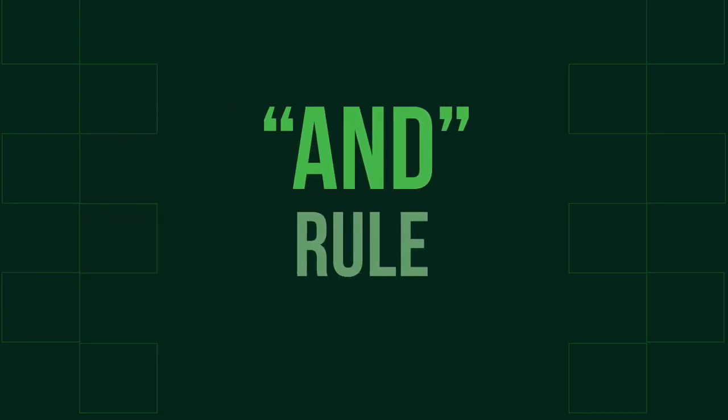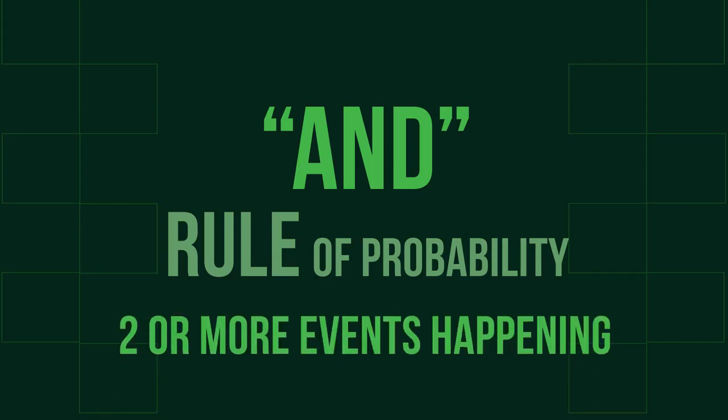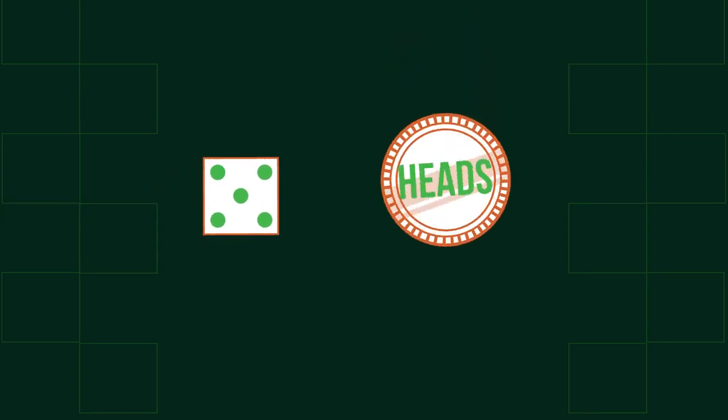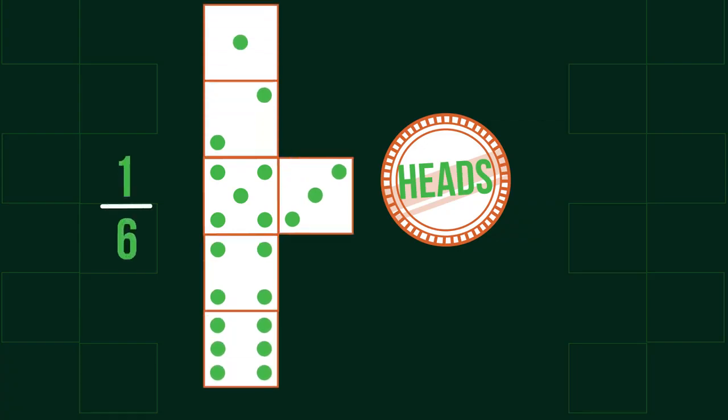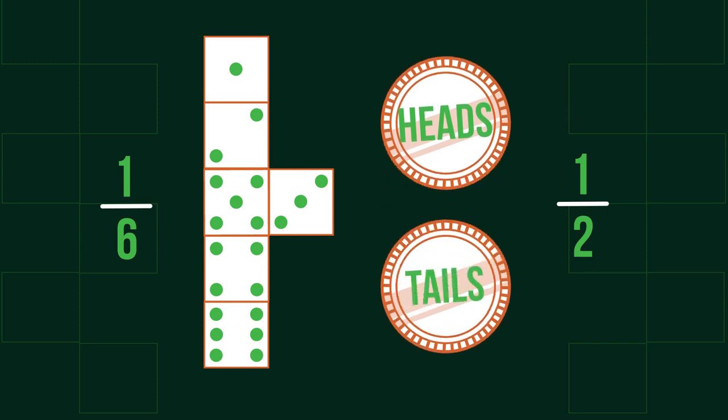Firstly, the AND rule. The AND rule of probability is applied when we want to find the probability of two or more events happening. For example, the probability of rolling a 5 on a dice and flipping a coin and getting heads. The probability of rolling a 5 is 1 out of 6, because there are 6 possible outcomes on a dice.